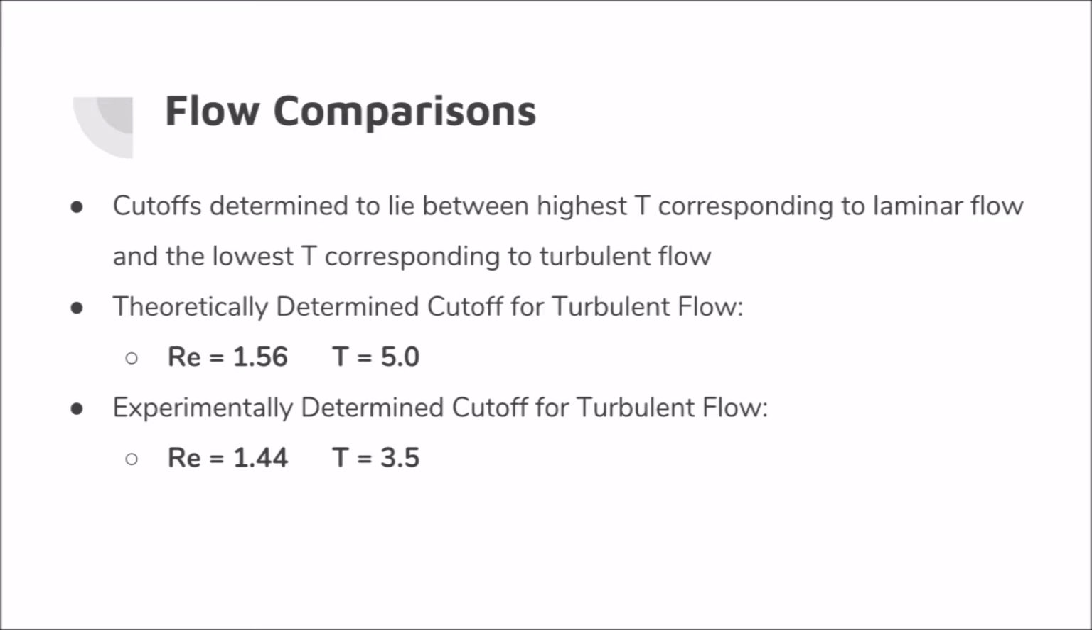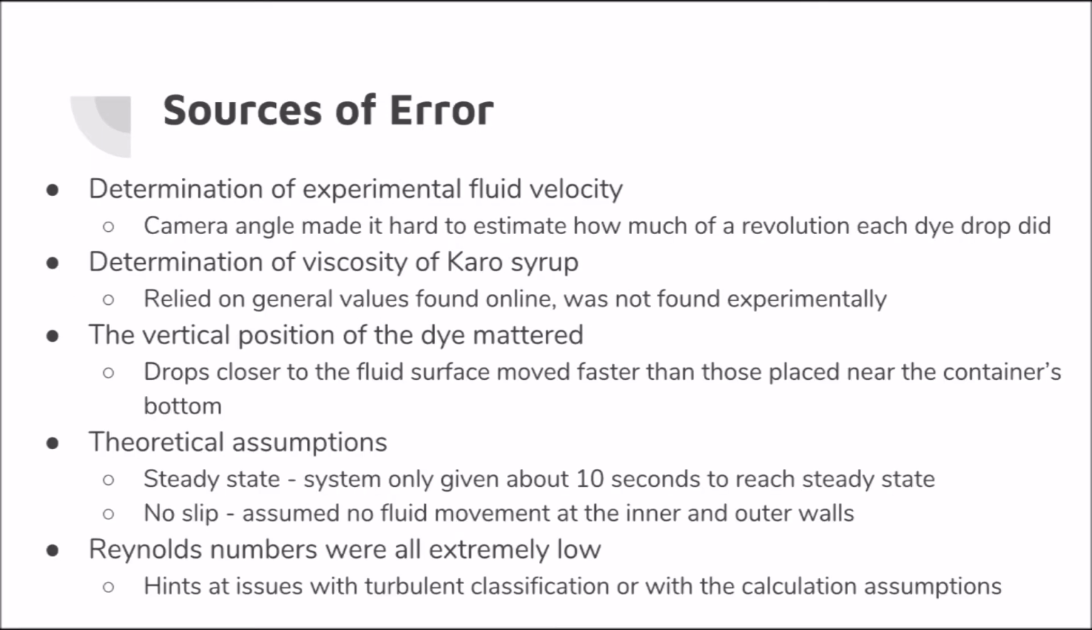Drops placed closer to the inner cylinder that were moving faster had higher Taylor numbers than those that were closer to the outer cylinder. The differences between the experimental and the theoretical values were mainly due to differences in fluid velocity calculations with each. As with any experiment, there were a few sources of error that could have negatively affected the results. The camera angle made it hard to estimate how much of a revolution each dye drop did, and in turn its velocity.